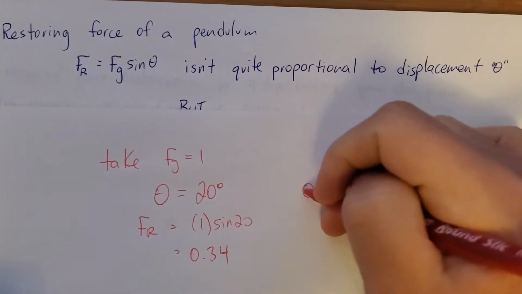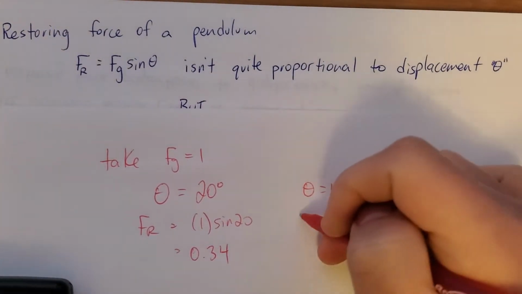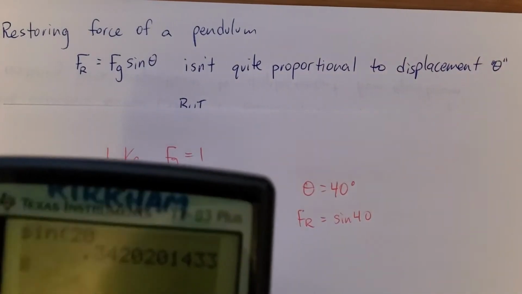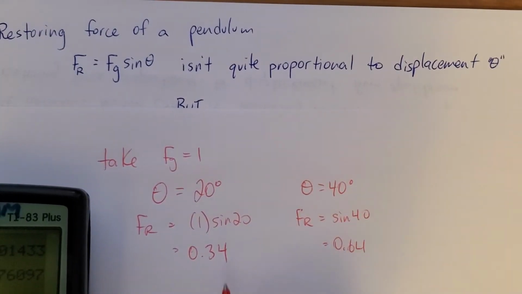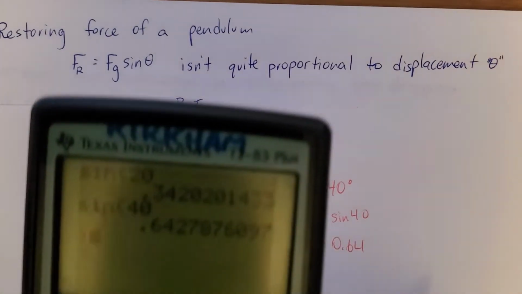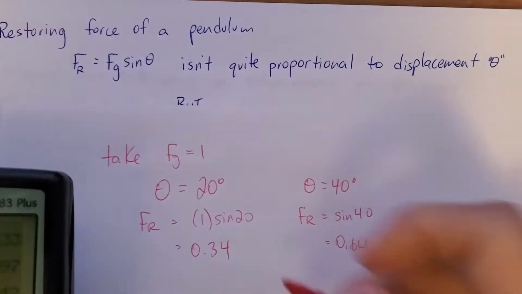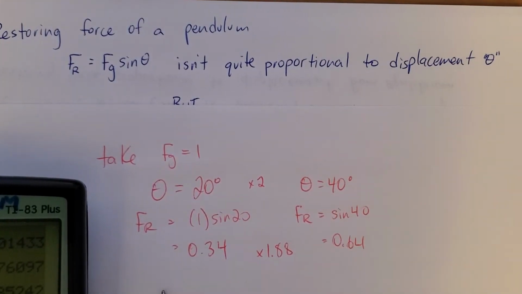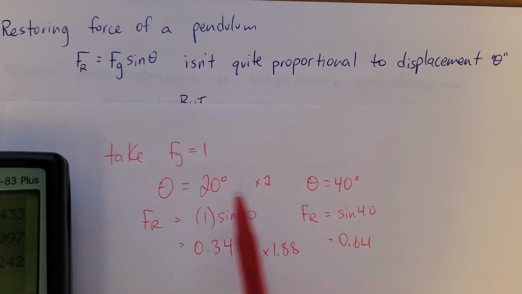Now let's double the displacement and see what happens to our restoring force. If it's proportional, then the restoring force should double. If I do sine 40, I get 0.64. These aren't double. In fact, I'll just divide: sine 40 divided by sine 20 is times 1.88. So when the displacement was doubled, the restoring force was not doubled. So a pendulum doesn't exhibit simple harmonic motion for these angles.